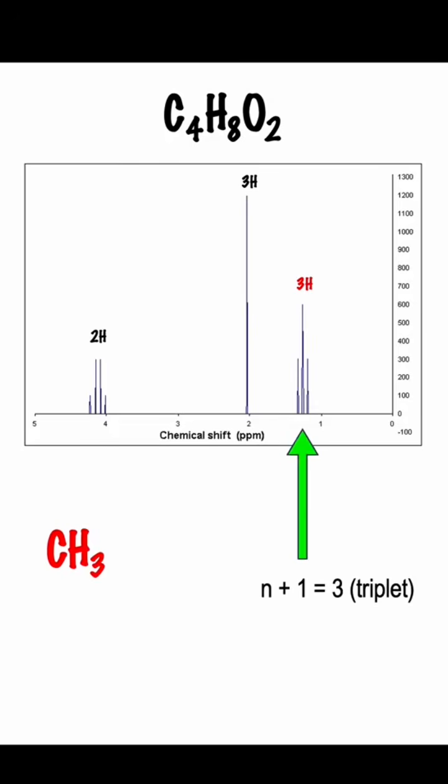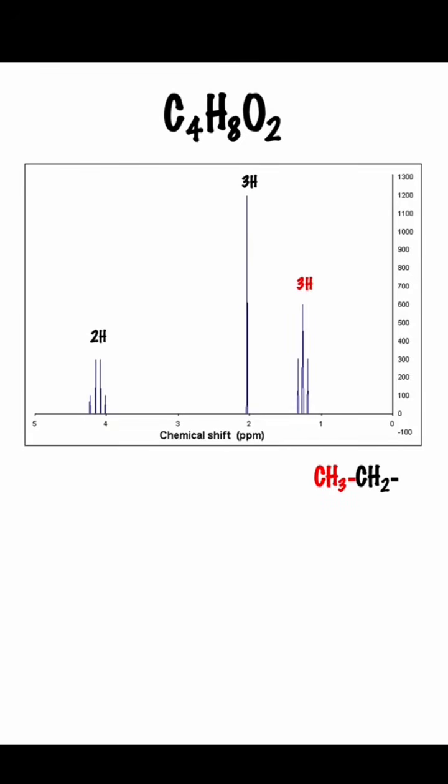So if we take this first one right here, we've got 3 hydrogens, so we know it's a CH3 group, and we can see that it's a triplet, so n plus 1 equals 3. 3 minus 1 is going to be 2. That n tells us the number of neighboring hydrogens. That's why it's a triplet. So this is a CH3 next to a CH2 group. Let's go to the next peak.